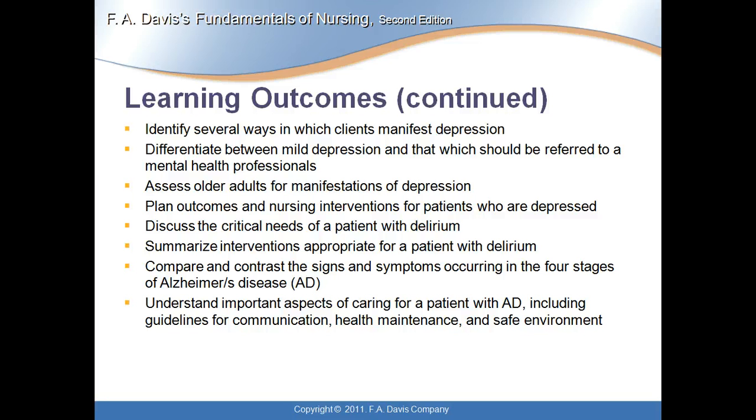You should be able to discuss the critical needs of a patient with delirium, summarize interventions appropriate for a patient with delirium, compare and contrast the signs and symptoms occurring in the 4 stages of Alzheimer's disease, and finally, understand important aspects of caring for a patient with Alzheimer's disease, including guidelines for communication, health maintenance, and safe environment.